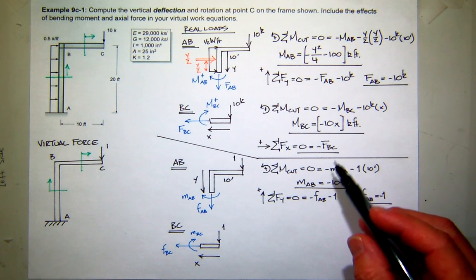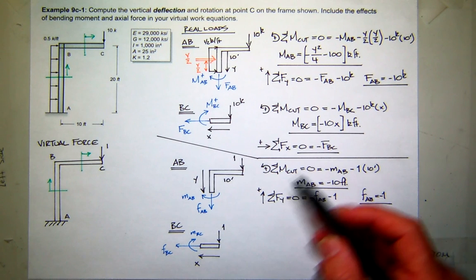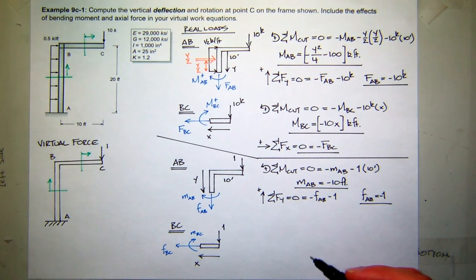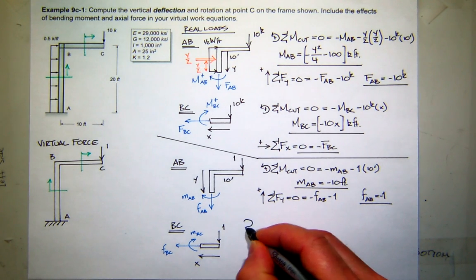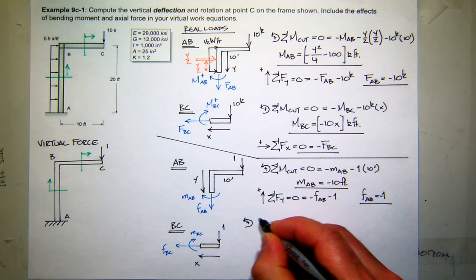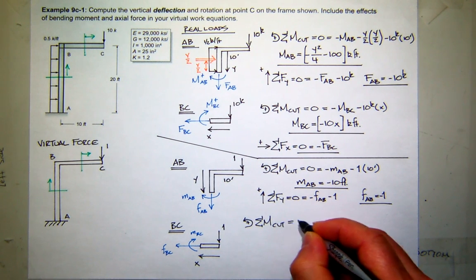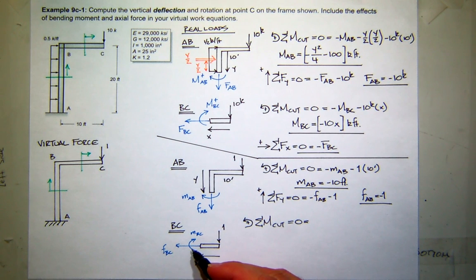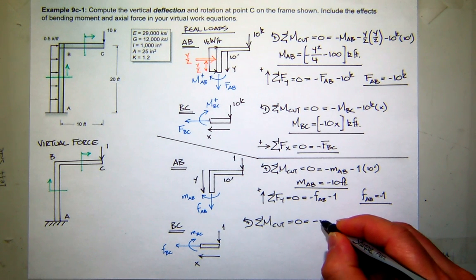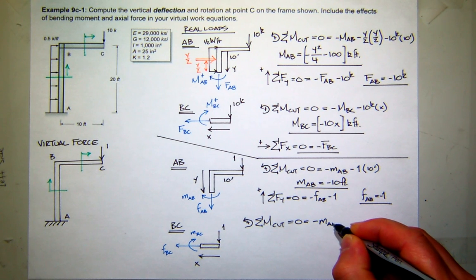So what would I expect my virtual moment to be? Negative X. Let's see if we get that. So I will sum moments about the cut. Make sure it's in equilibrium. So my virtual moment is negative in sign.